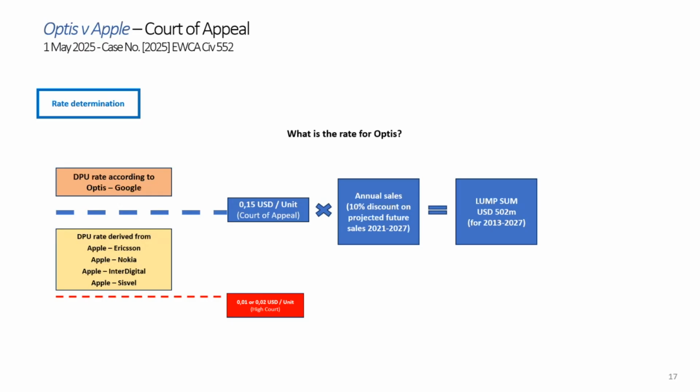So the difference here at the end of the day was significant. The Court of Appeal determined a lump sum for a license to the Optis portfolio which was very, very much higher than the High Court's decision. So to compare, the first one was around 54 million US dollars, and here we had a lump sum of 502 million US dollars. So this was a very big difference here, considering the amount of the rate for Optis.